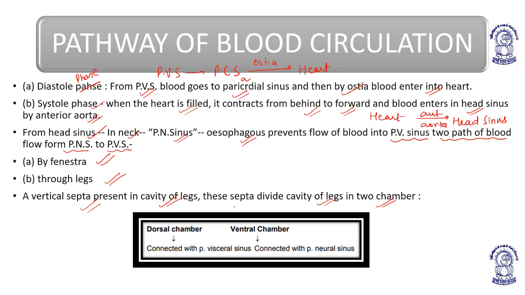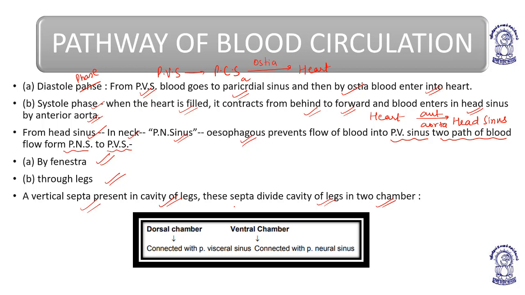So you understood the blood circulation. In the diastolic phase, blood moves from the perivisceral sinus to the pericardial sinus through ostia into the heart. In the systolic phase, it moves from the head sinus to the neck, from the neck to the perineural sinus, from the perineural sinus to the esophagus, which further prevents the flow of blood.